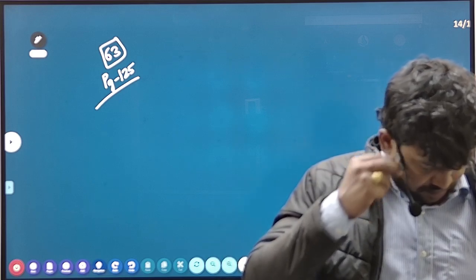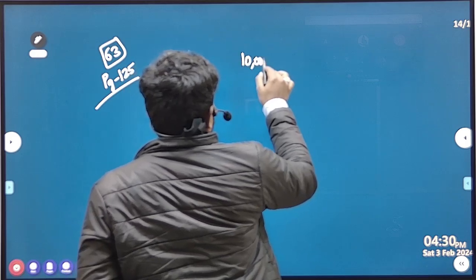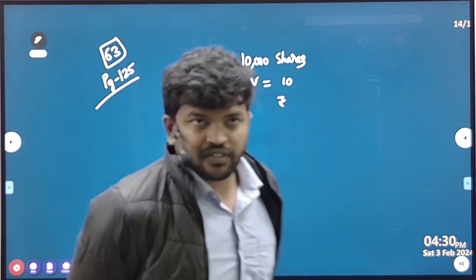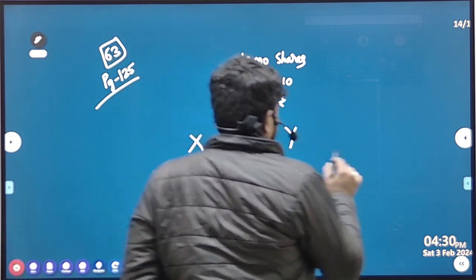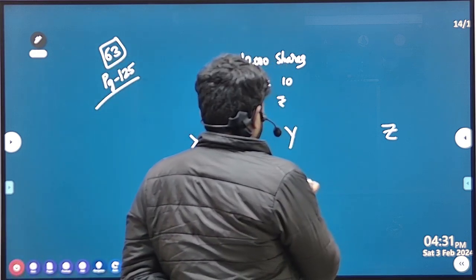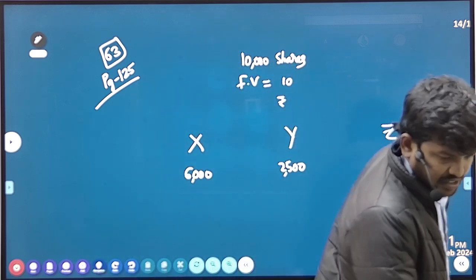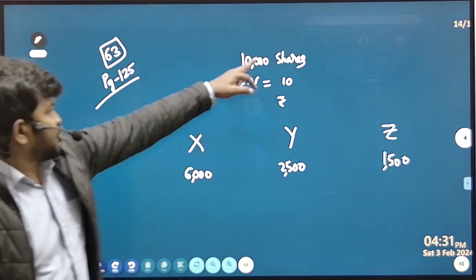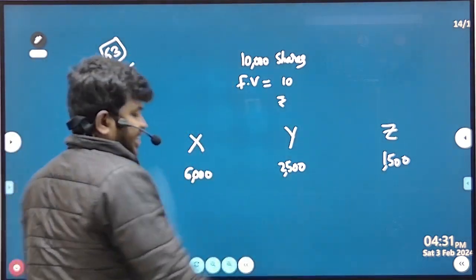The following underwriting took place for P Limited, which invited applications for 10,000 shares of 10 rupees each. The issue is 10,000 shares, face value is 10 rupees each. Next. X 6,000 shares. Y 2,500 shares. Z 1,500 shares. Total how much? 10,000. The issue is 10,000 and they are underwriting 10,000. This is called full underwriting. Clear? Next.